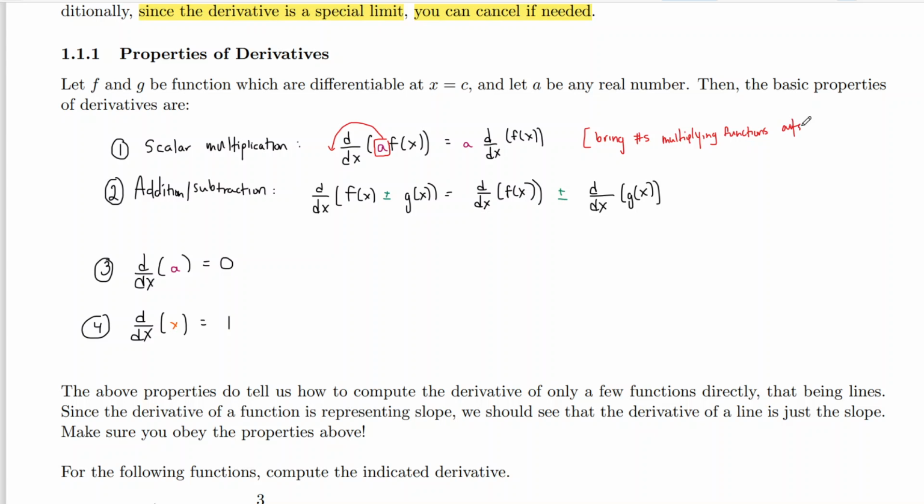Now, when you get more used to this, what you're going to eventually recognize and think about this as is not necessarily bringing the numbers outside, but just leaving them alone. So if we have 3 times a function, you know that 3 is just going to sit there while you do the derivative. So the other way to think about it is a number multiplying a function just stays there. It doesn't move.